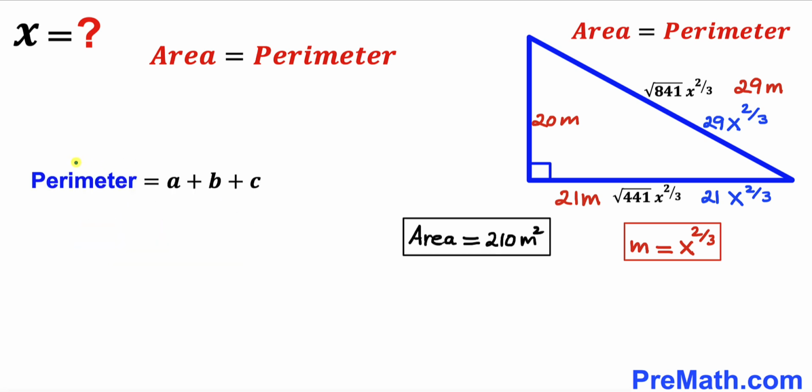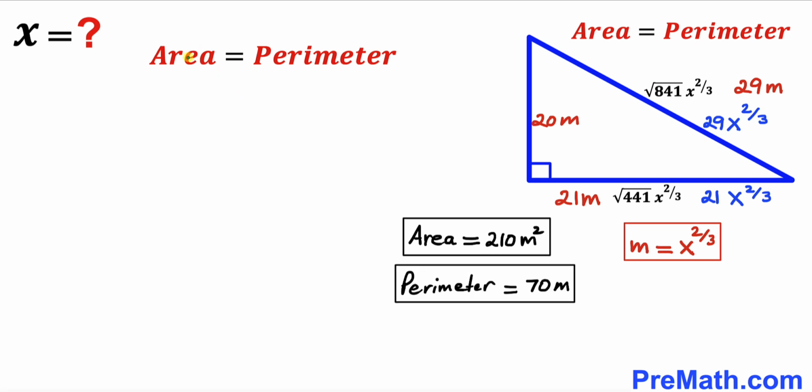And here's our next step. Let's calculate the perimeter of this blue triangle. Let's add up all these side lengths: 29m, 21m, and 20m. So the perimeter is 29m plus 21m plus 20m. If we add these, that gives us 70 times m. So the perimeter of this blue triangle turns out to be 70 times m.